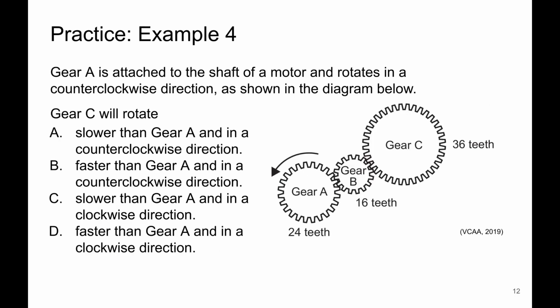In practice example 4, we have a situation where gear A is attached to a shaft motor, which makes it the driver, and that rotates in the counterclockwise direction as shown in the diagram. So we're being asked, now how will gear C rotate? So again, please pause the video while you work on the problem and resume to see the solutions.